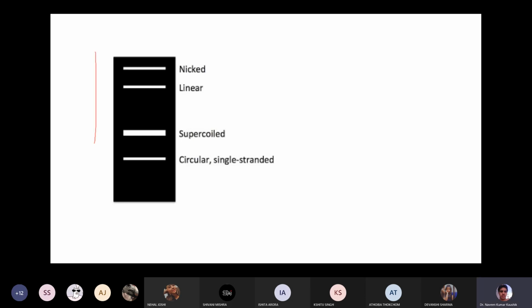As I mentioned, the migration is like this. Here it is going to be negative, and here positive. DNA migrates from the negative to the positive because it is negatively charged. This is a nicked circular. Nicked circular is going to be like this. This is nicked and circular. And linear is going to be like this. Supercoiled is going to be like this.